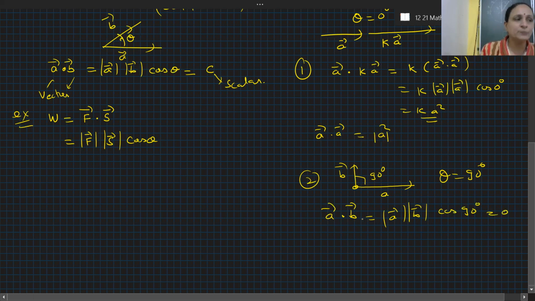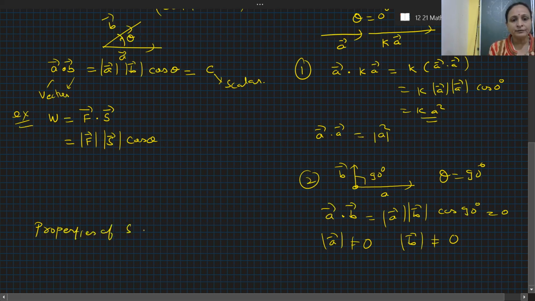Here, there's a special case, which is we can say that modulus of A is not equal to 0 and modulus of B is also not equal to 0, but the dot product between them is equal to 0. This is possible when you have got two vectors which are perpendicular to each other. If two vectors are perpendicular to each other, the dot product between them is always equal to 0. Then we come to the properties of the scalar product.